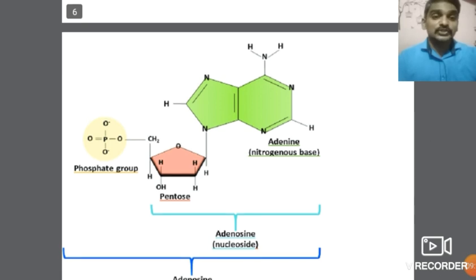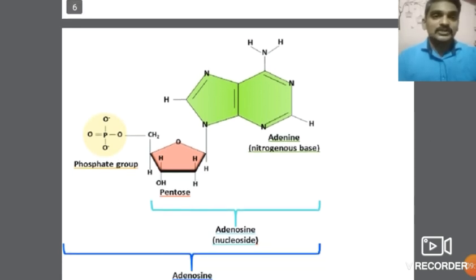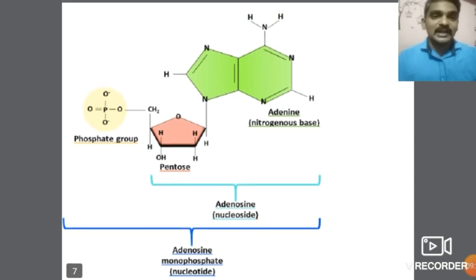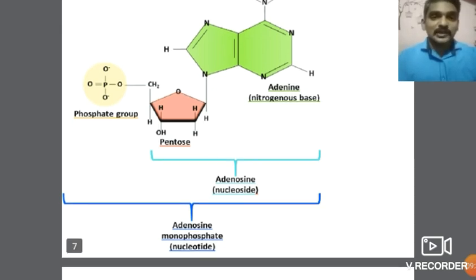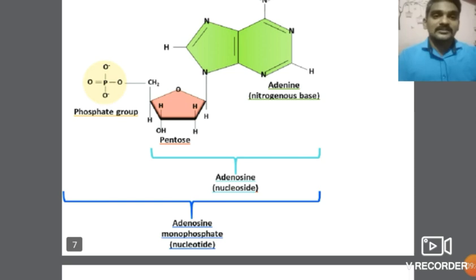That is called as nucleoside. Nitrogen base plus sugar is called as what? Nucleoside. Whereas when the phosphate group is attached to the nucleoside, it is called as nucleotide. So only base plus sugar is called nucleoside. When the phosphate is attached to that, it is called nucleotide. How can you remember? Only sugar is there, so it is called nucleoside. Nucleoside has an S, so S and S, sugar is there. Simply you can remember like that.